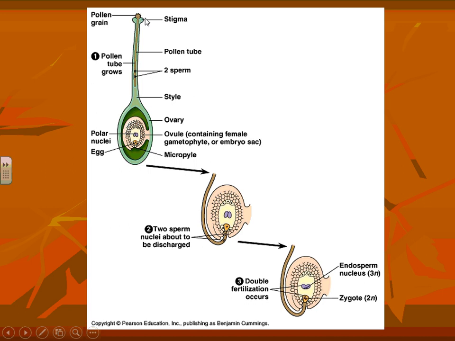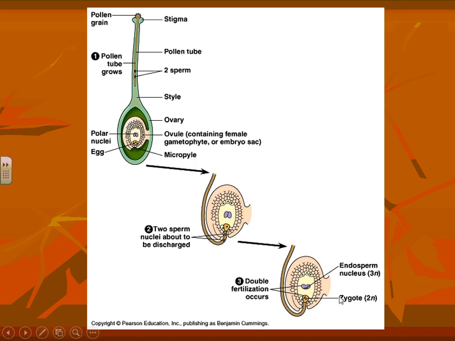Let's just look up here at the top. We've got a pollen grain that landed on the stigma. That pollen grain is going to grow a pollen tube. In the pollen tube, I have two sperm cells. And if we look at the next close-up, that pollen tube is going to continue to grow right down into the ovary, and it will release the two sperm cells.